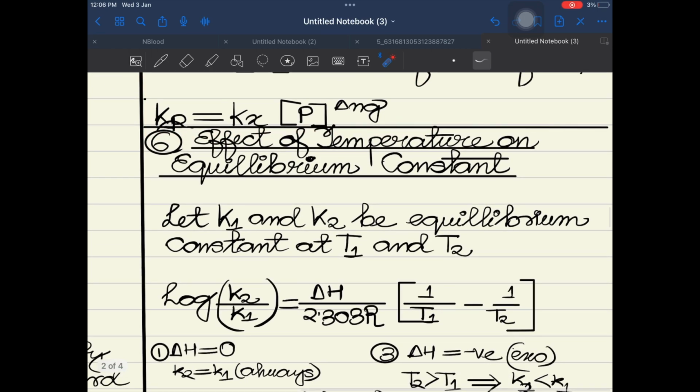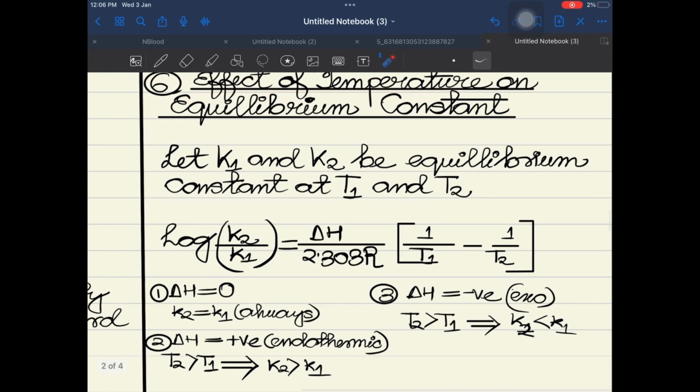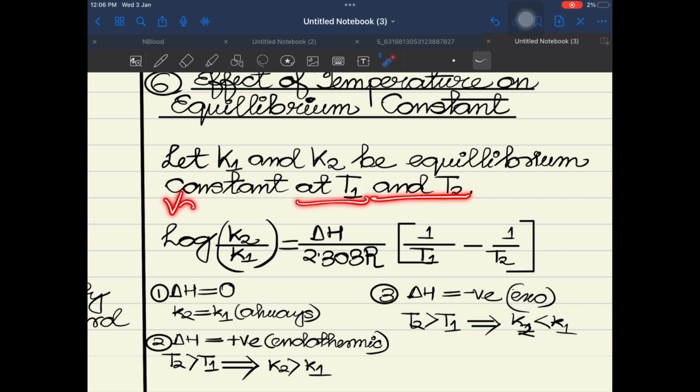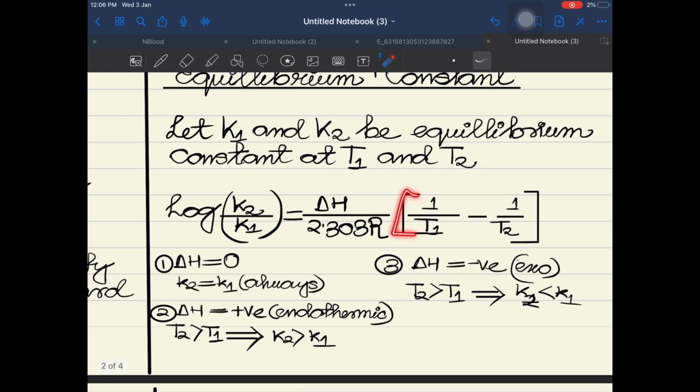Now, the effect of temperature on equilibrium constant. Let K1 and K2 be equilibrium constants at temperatures T1 and T2. This is the Van 't Hoff equation. From the Van 't Hoff equation, we can write that log of K2 by K1 is equal to delta H divided by 2.303 R into (1 by T1 minus 1 by T2).